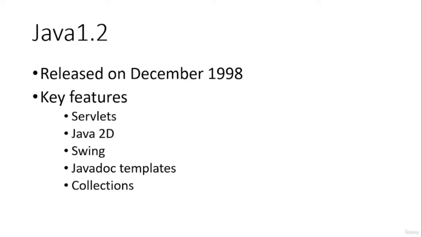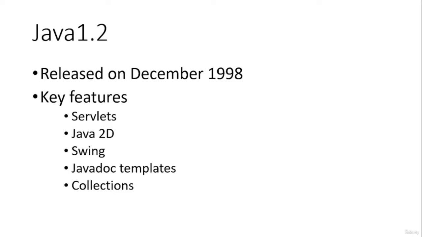The next thing we need to mention is Java Swing. Swing is an enhanced graphical user interface, which came after AWT. AWT was introduced in 1.0, and Swing was introduced in 1.2, enhanced to have more graphical interface features. The next thing is Javadoc templates. Javadoc means that if you write code, we need some documentation for the code. To provide the documentation, Javadoc was introduced in 1.2.